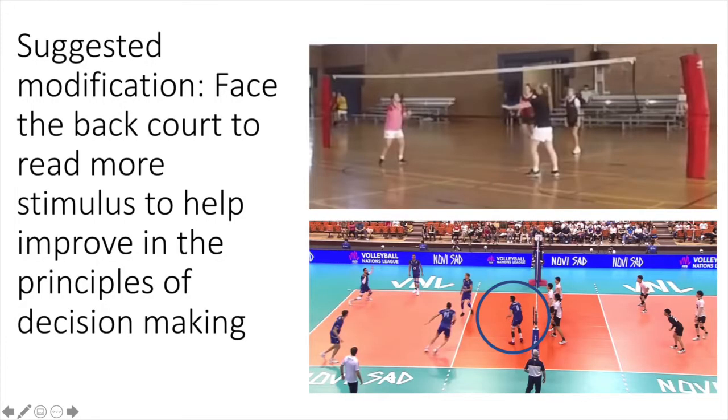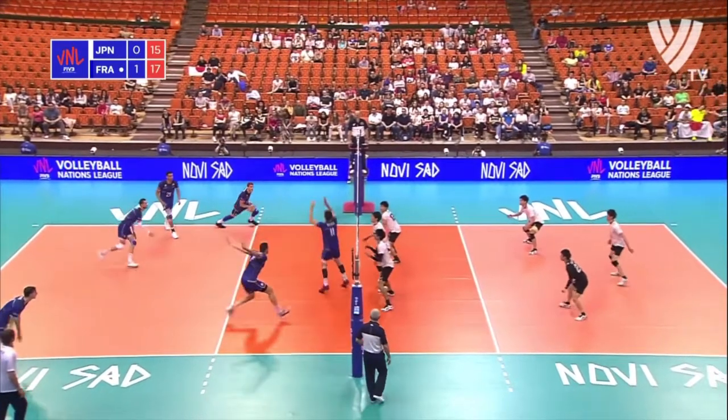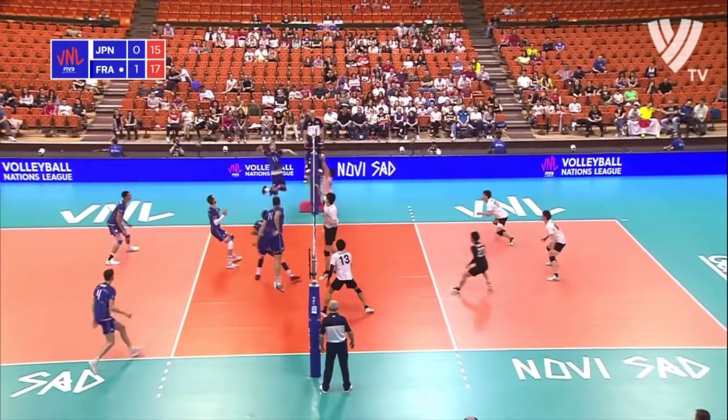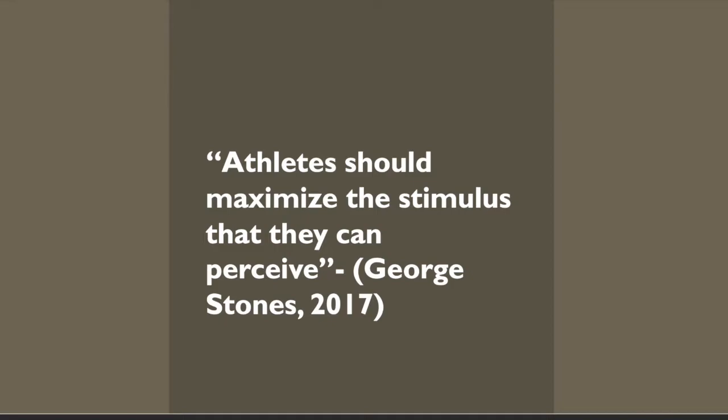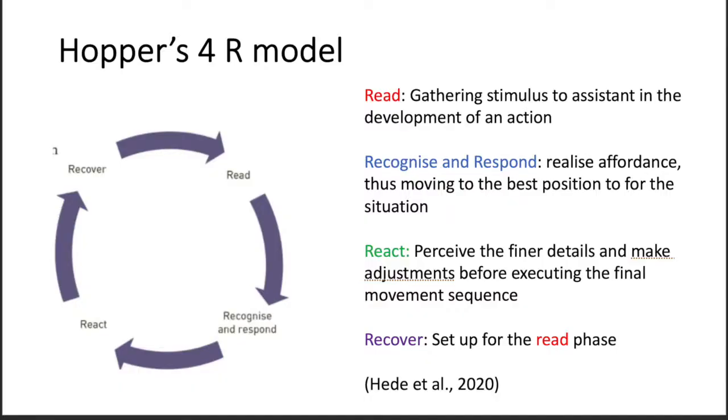Thus, a suggested development and modification to my tactical strategy is that instead of facing sideways, I should look back into the backcourt, as the professional setter does in the secondary video data, and rotate the direction of the intended projectile motion in the air. This proposal can be corroborated by sports scientist George Stones, who says that athletes should maximize the stimulus that they can receive. In other words, this would help me read a greater number of stimuli, referring back to Hopper's model.